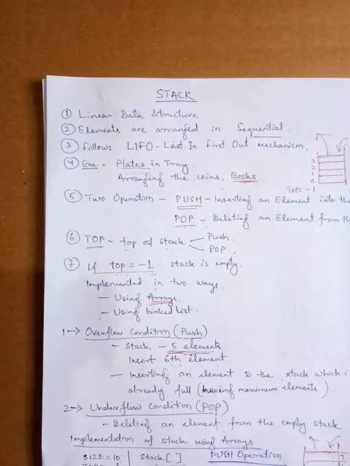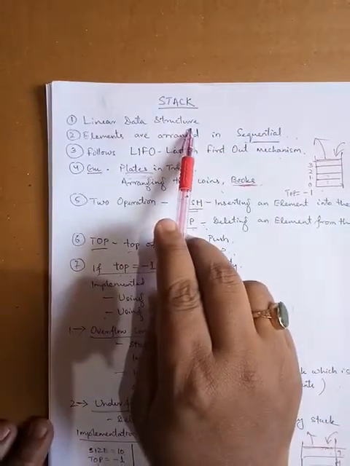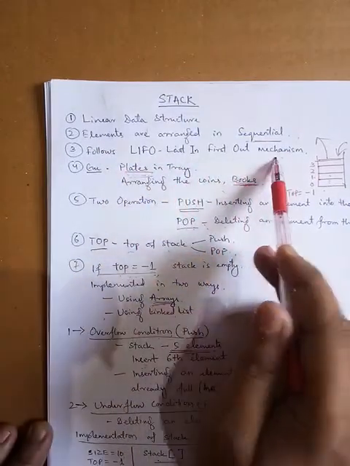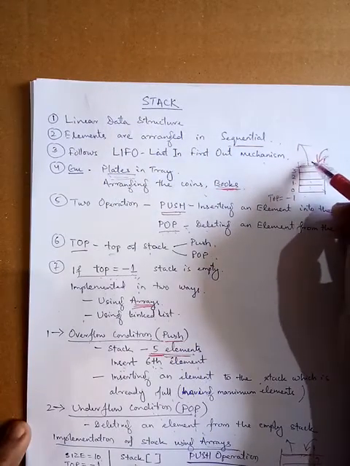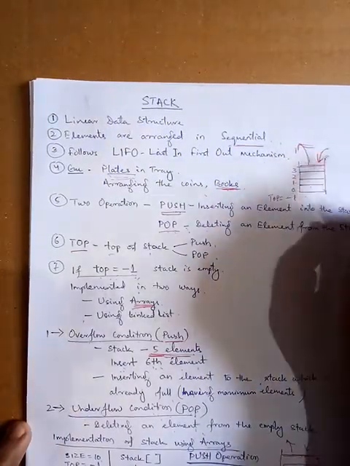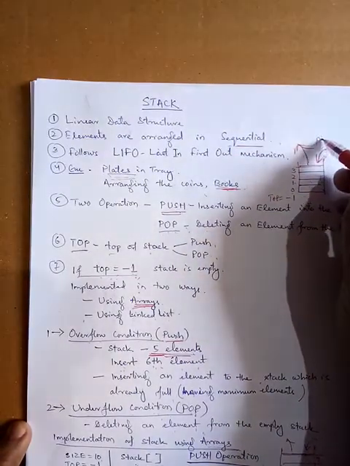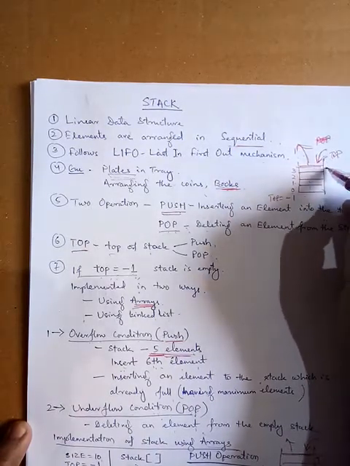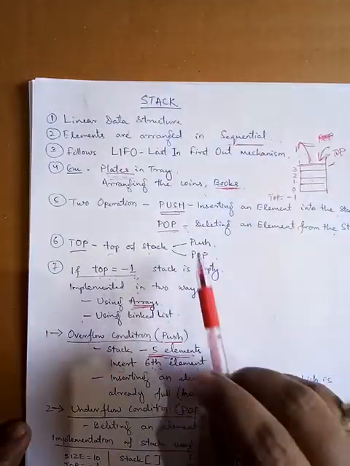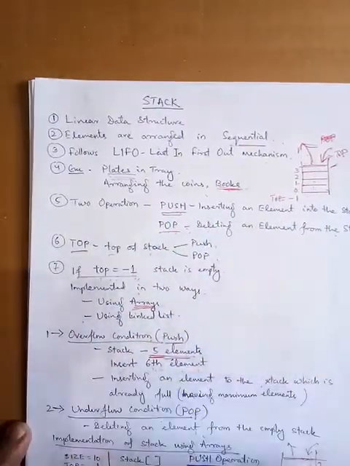In the previous lecture, we discussed stack. As you know, stack is a linear data structure that follows the last in first out mechanism. That means the element which comes last comes out first. The insertion and deletion are done at the top end. This is the top, and the operations are push and pop. Push is inserting an element and pop is deleting an element.